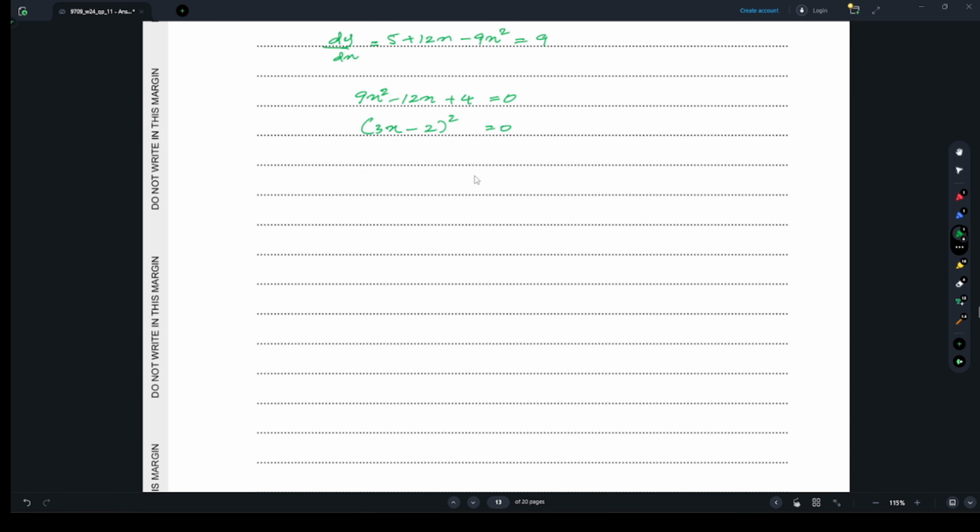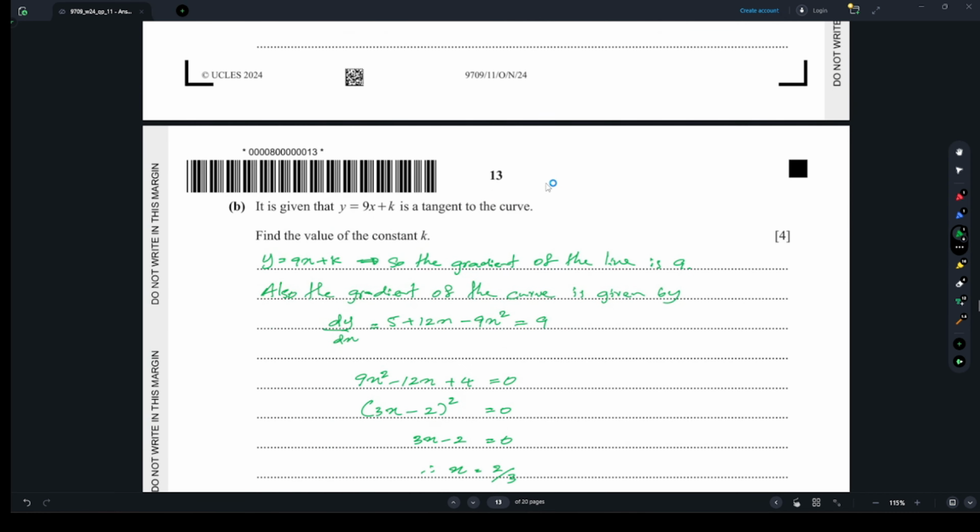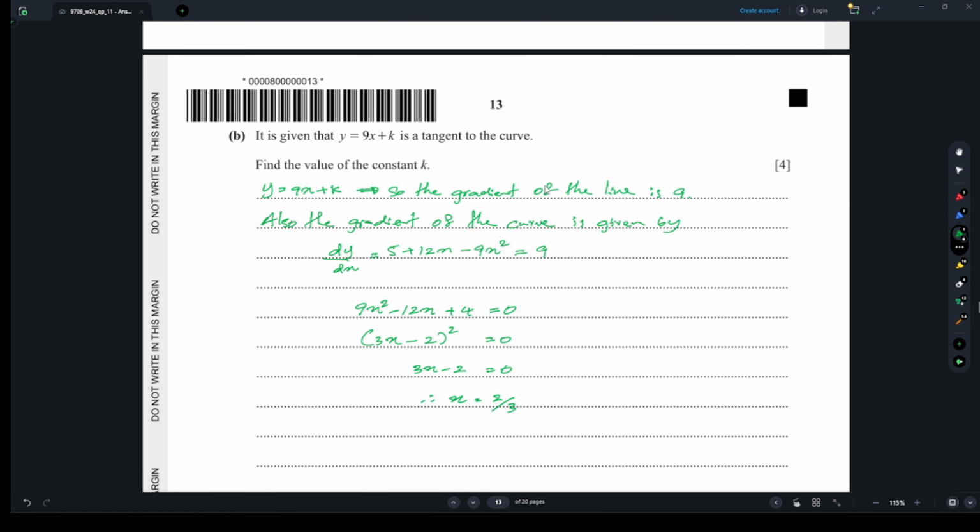And then we can simplify. We can bring the square to the other side. So root of 0 is 0, and so x equals 2 over 3 here. Okay. So our target is to find the value of constant k.